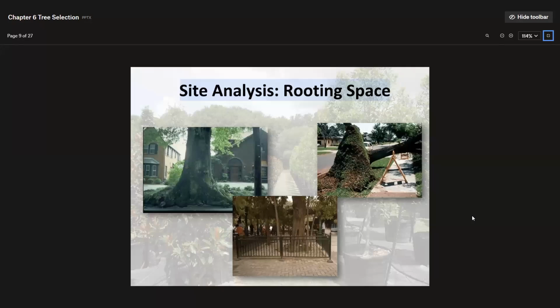So let's look at these rooting space issues. All right, tree on the left, trapped by sidewalk, driveways, curb, and road. Tree on the right, same issue. And did it have enough root to be able to survive after they dug and killed the roots behind the tree, where they redid the sidewalk?